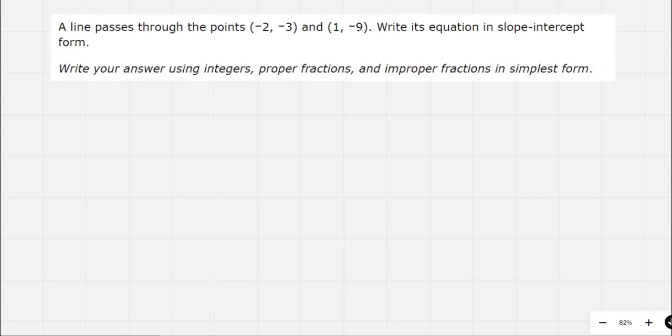Hey there! So in this video, we're going to be talking about how to find the line that passes through two given points and to put it into slope-intercept form. Now, if you remember, slope-intercept form is simply y equals mx plus b, where m is talking about our slope, also known as rise over run, and b is talking about our y-intercept, so where this line is going to cross the y-axis.